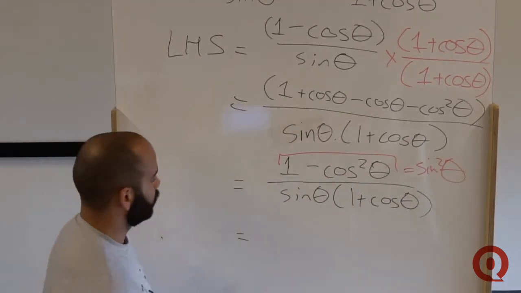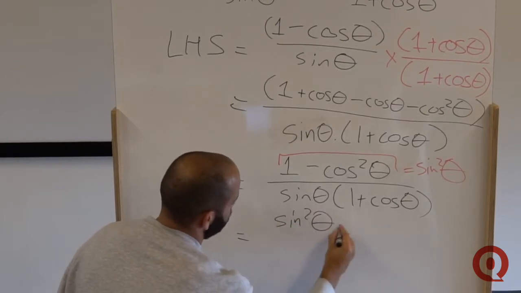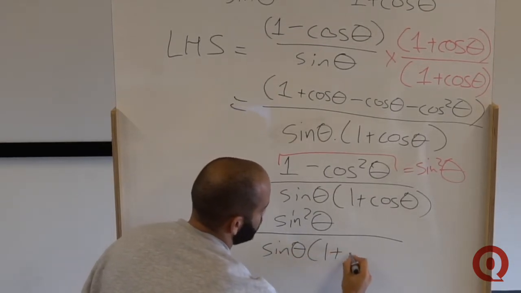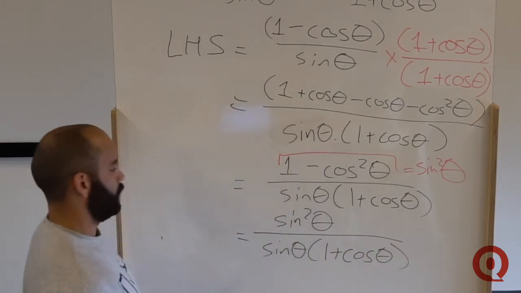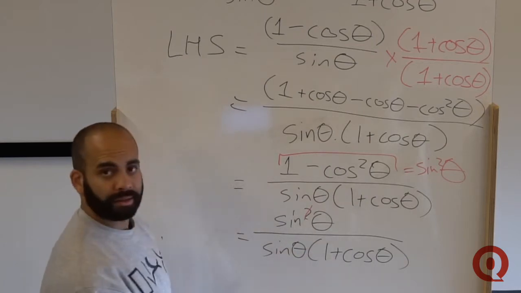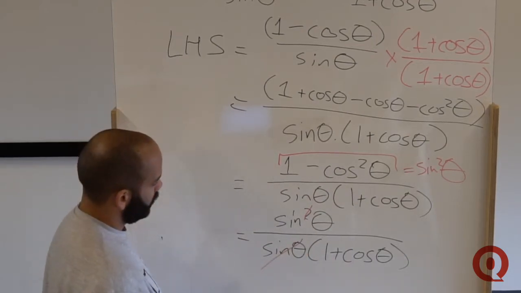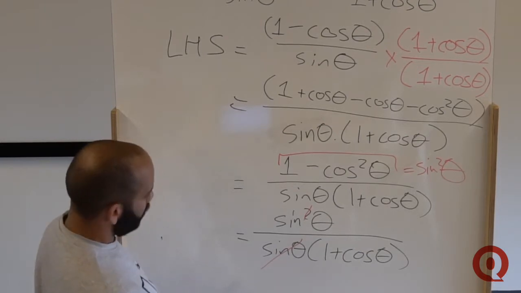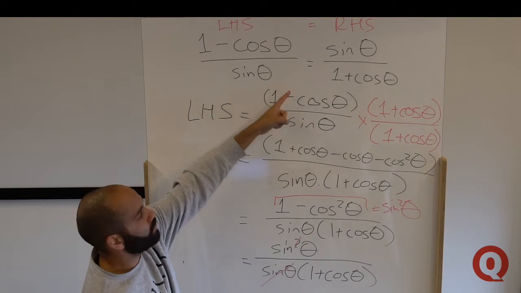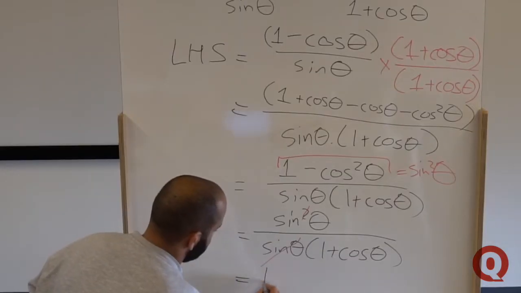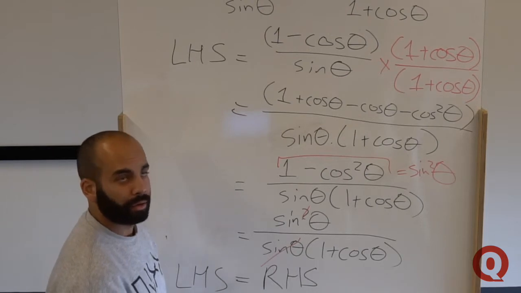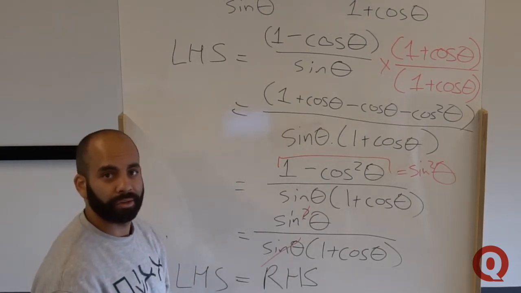Substituting that trig identity that you know, you've got sine squared theta over sine theta bracket 1 plus cos theta. Now, it looks like there's two terms that you can cancel. So you can cancel 1 sine theta with the one in the denominator, and the result would now be sine theta over 1 plus cos theta, which is equivalent to the right-hand side of your equation. So now you've proved that the left-hand side is equal to the right-hand side, which is the whole reason why you went through this derivation. So, good job.